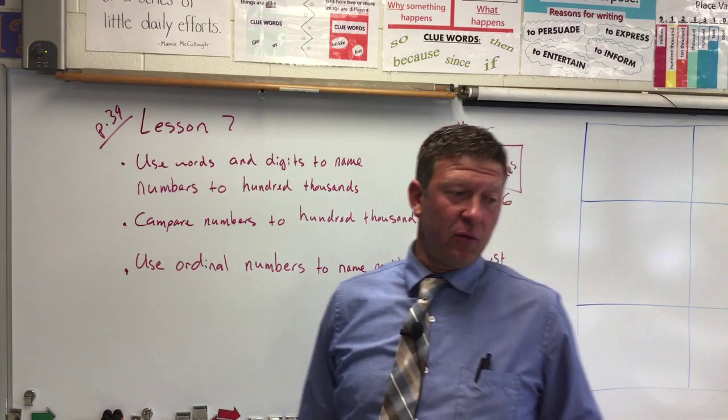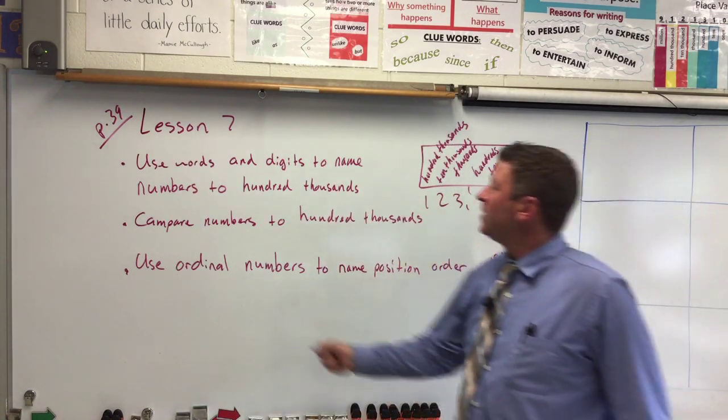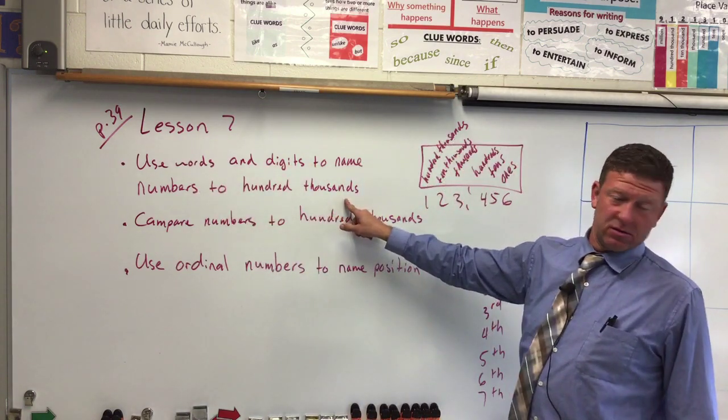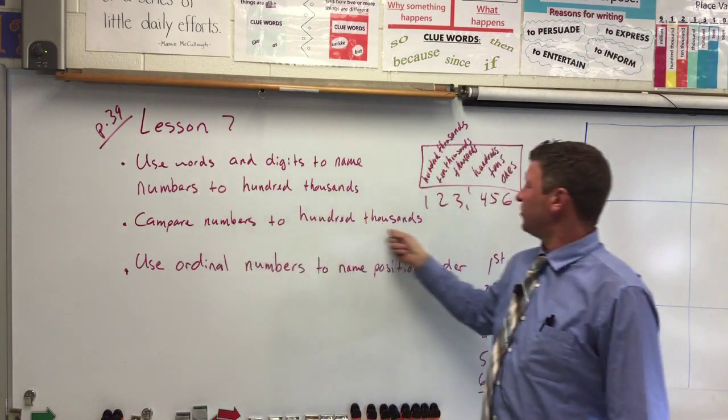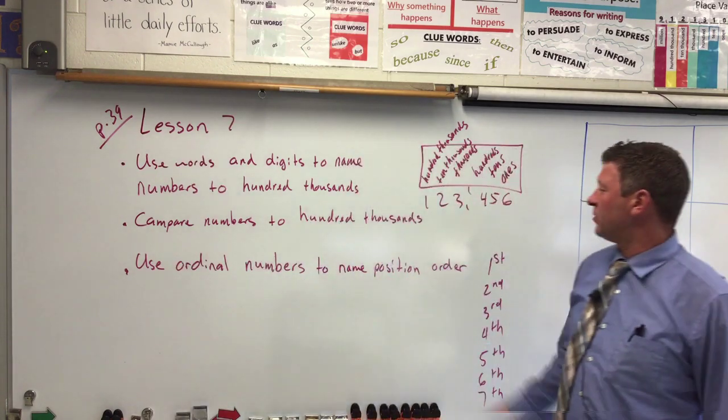Third math lesson of the week. It's lesson number 7. We're going to get some bigger numbers today, finally. Use words and digits to name numbers to hundred thousands. Compare numbers to the hundred thousands. That's your greater than, less than, or equal to. And then finally, use ordinal numbers to name the positions.